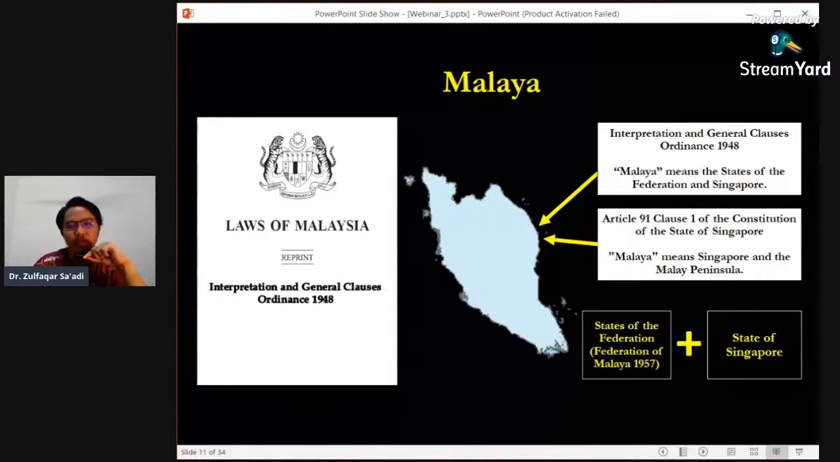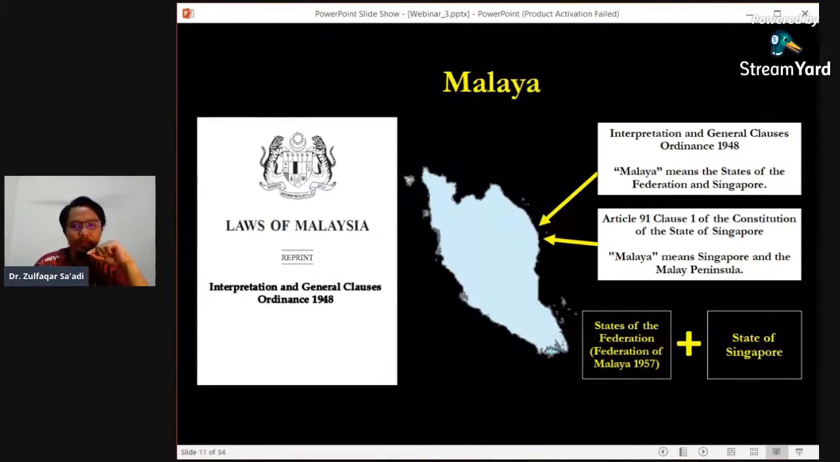So what does Malaya mean based on this ordinance? It means the states of the federation and Singapore. That is Malaya: states of the federation and Singapore combined. And another constitutional definition is given in the Constitution of the State of Singapore, Article 91, Clause 1. Malaya means Singapore and the Malay Peninsula. And the Malay Peninsula here means the Federation of Malaya. I will explain it later. So this is what is meant by Malaya.